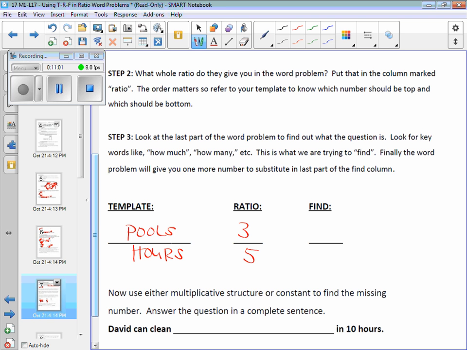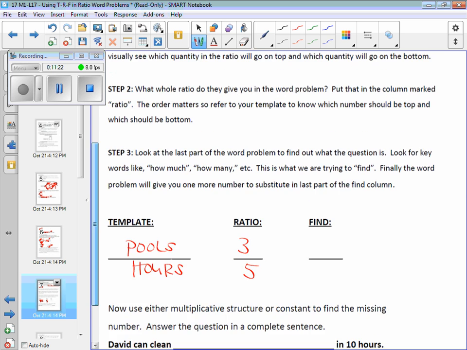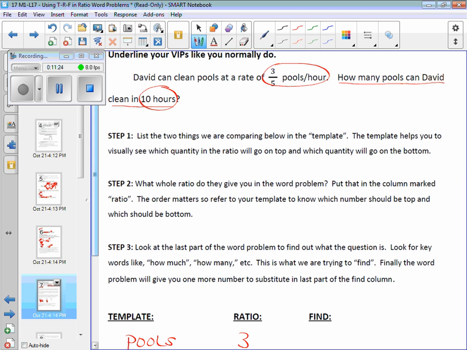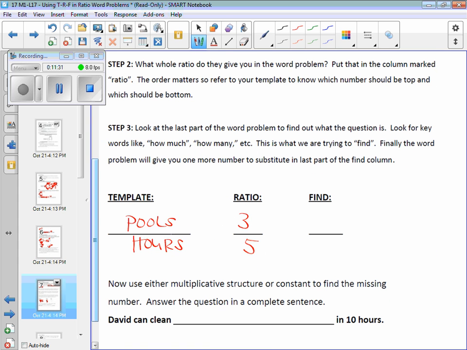Now we do find. Look in the question; the keywords are how many, how much, how long, how big, how small, anything that has how or something that starts as a question. What is it they're asking you to find? Jack. How many pools? Pools is our unknown value. If you want, put a box for pools there. That's the one we're trying to find.